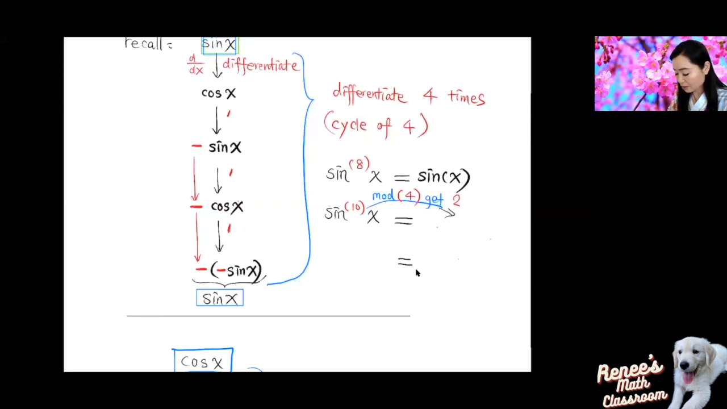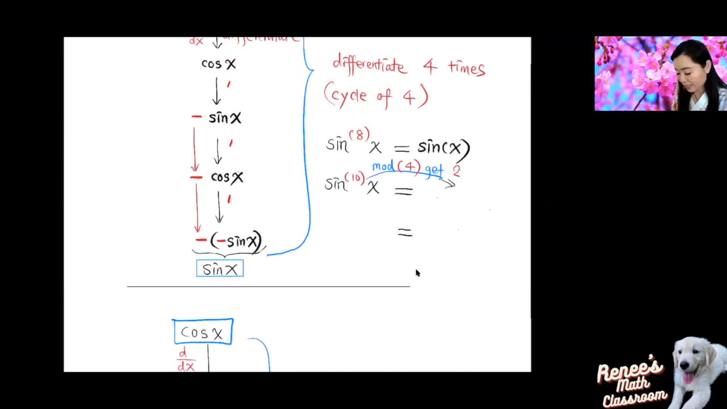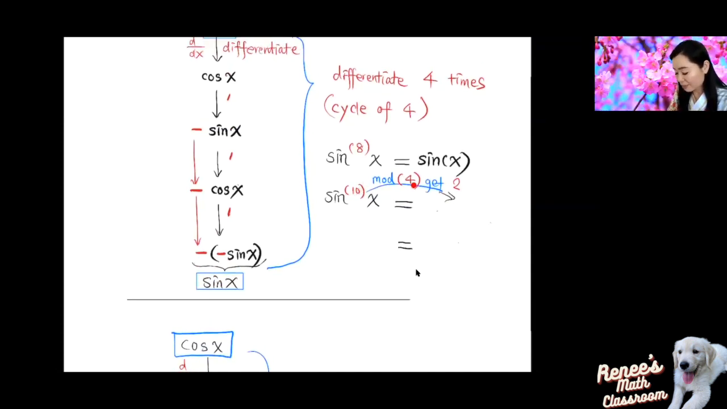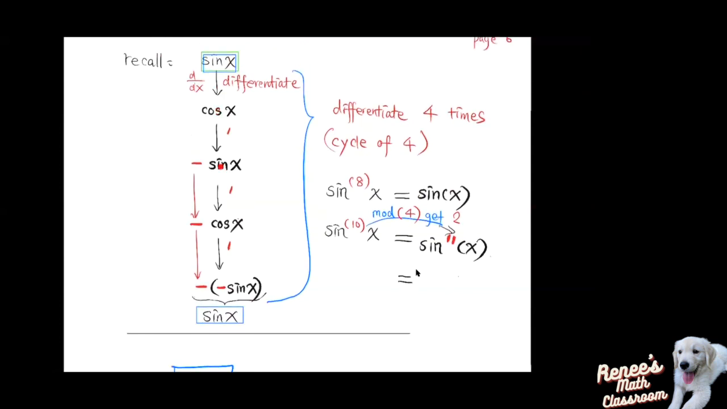Okay. What about the 10th derivative of sine x? Negative sine x? Okay, very good. So we can take out any multiple of 4. In computer science, you use this function, mod, a lot, right? Mod over here is a function that gives you the remainder. So when you divide 10 by 4, the remainder is 2. So we take away all the multiples of 4, then we'll have the 2 left. So this will be the same as the second derivative of sine. The second derivative of sine, if you look over here, will be this. So it is negative sine x.